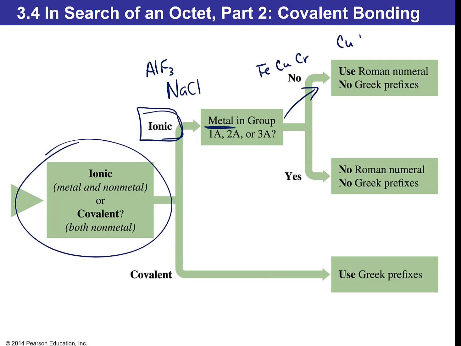So like CuCl2. You would see Cu, find it on the periodic table. You know that it's a metal, so you know it's ionic. But if you see those 3, those are the ones that are going to need the Roman numeral. So when you go into the naming, it would be copper 2 chloride. You have to figure out the charge based on the ratio of the charges between them. If not, you just name it.